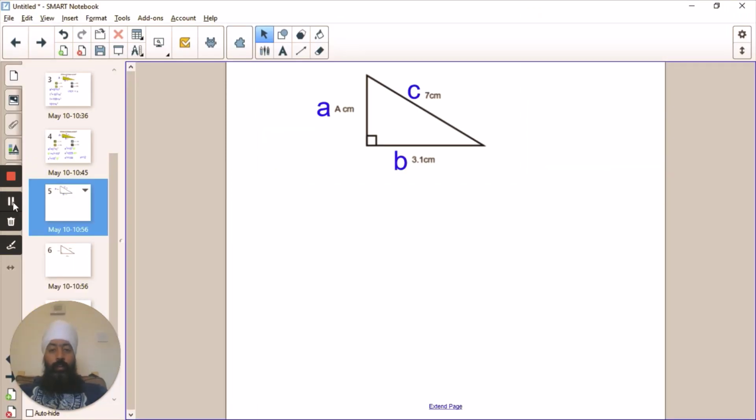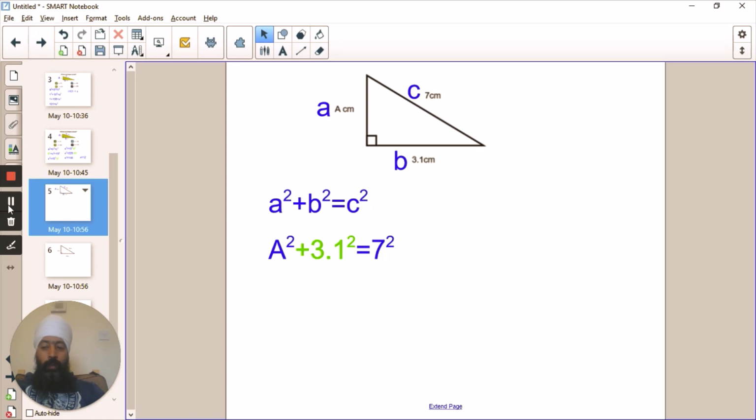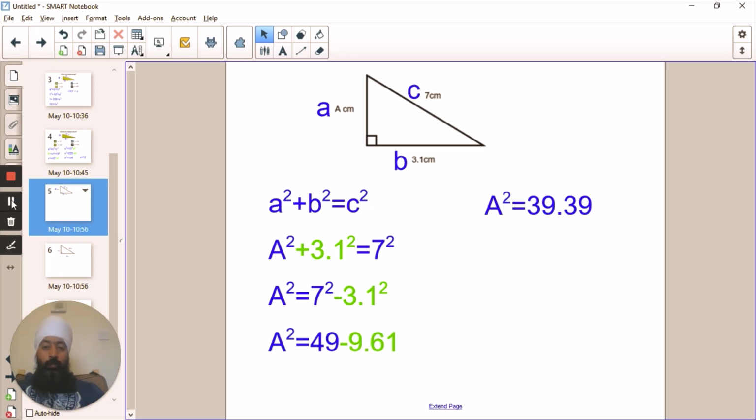Fantastic, well done, guys. So the first question, let's go through the question. You want to start off by labeling the sides. A and B are for the shorter sides, and C is for the longer side. Write out the formula: a squared plus b squared equals c squared. Substitute the values into the formula. Rearrange the formula to get a squared by itself. Work out the squares. Calculate 49 take away 9.61. Work out the square root of 39.39. And lastly, when you get your answer, don't forget to write the units, which are centimeters.